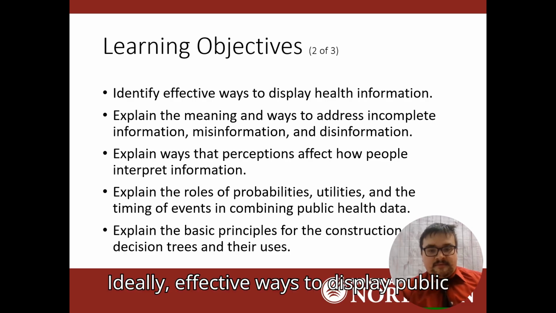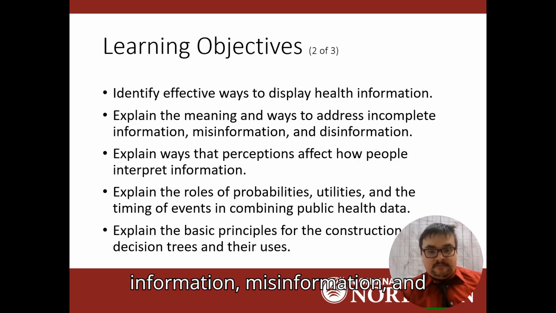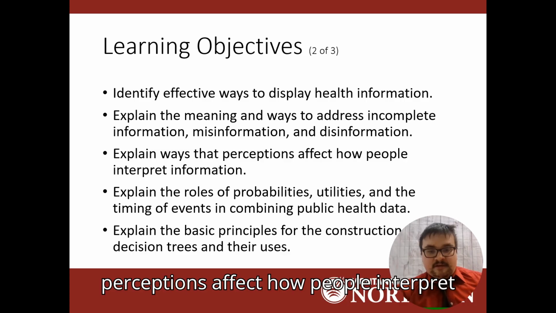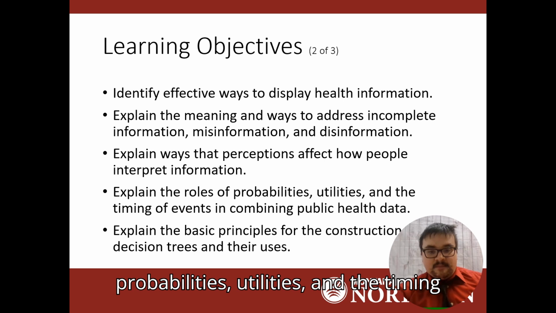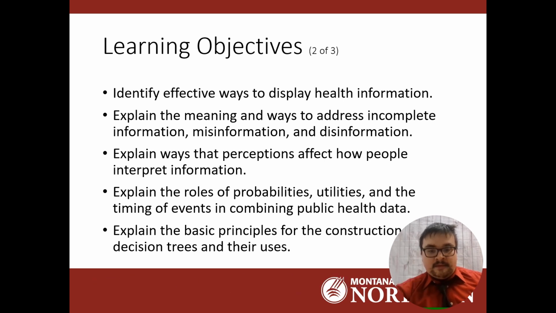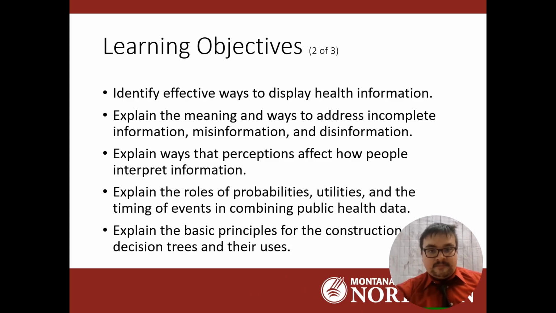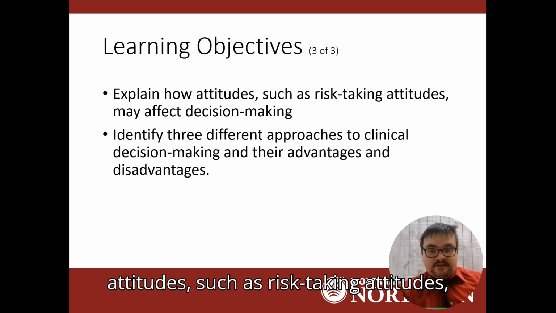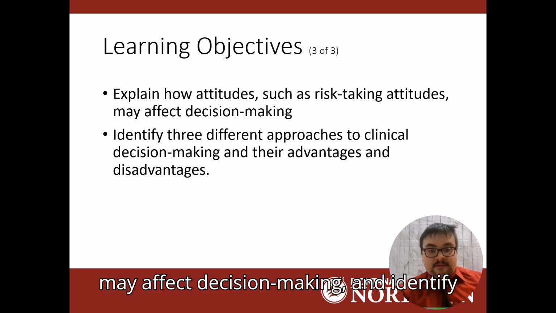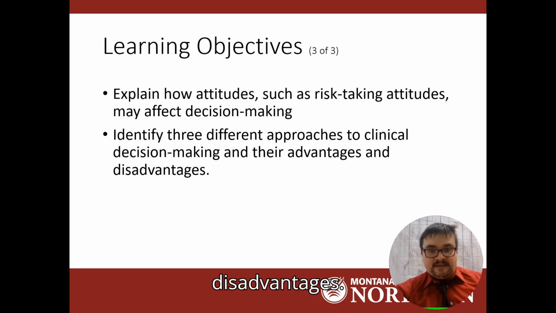identifying effective ways to display public health information, explaining the meaning and ways to address incomplete information, misinformation, and disinformation, explaining ways that perceptions affect how people interpret information, explaining the roles of probabilities, utilities, and the timing of events in combining public health data, and explaining the principles for the construction of decision trees and their uses. Finally, we're going to see how attitudes such as risk-taking attitudes may affect decision-making, and identify 3 different approaches to clinical decision-making and their advantages and disadvantages.